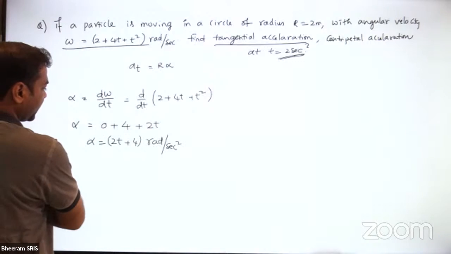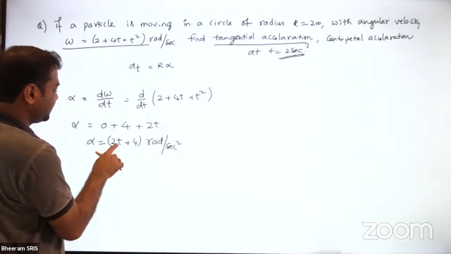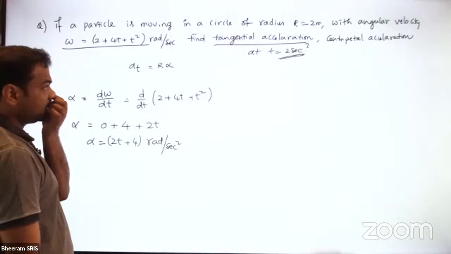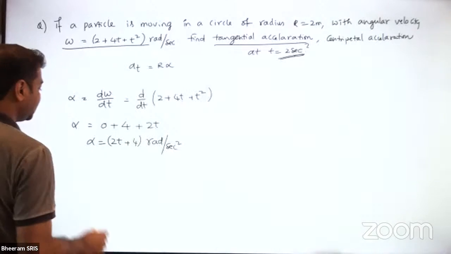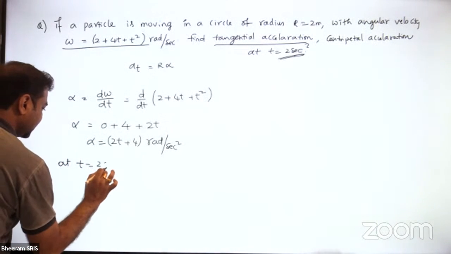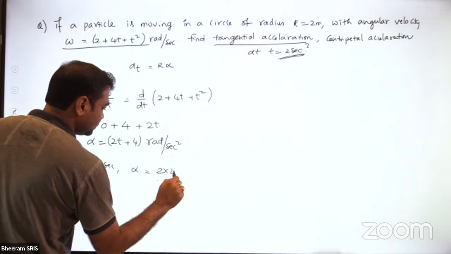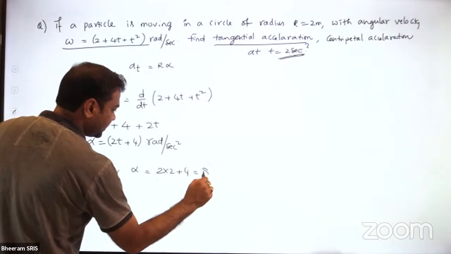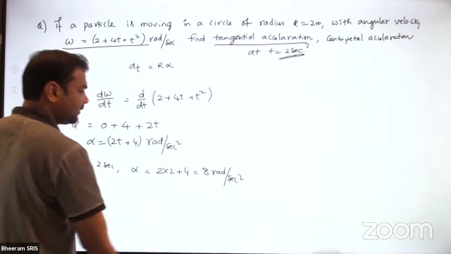Okay, let us see. So this is the alpha value. Now alpha is variable or constant? Alpha is variable. Alpha depends on the time now. But we require the tangential acceleration at time t equal to 2 seconds. So at t equal to 2 seconds, what is the alpha value? Alpha is 2 into 2 plus 4, which gives 8. 8 radian per second square is the alpha value.